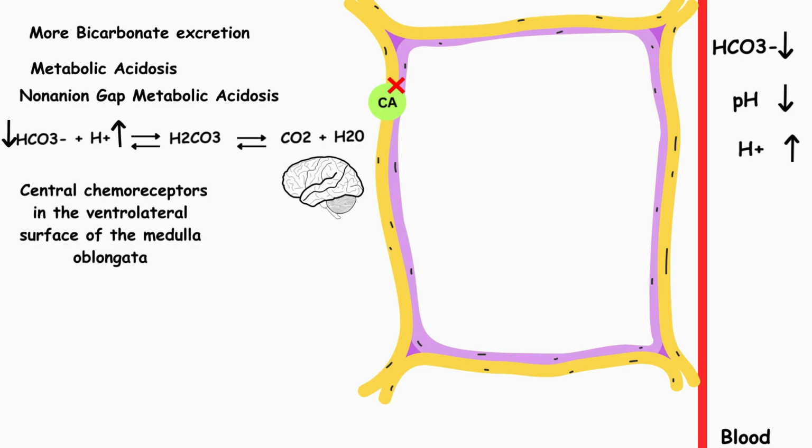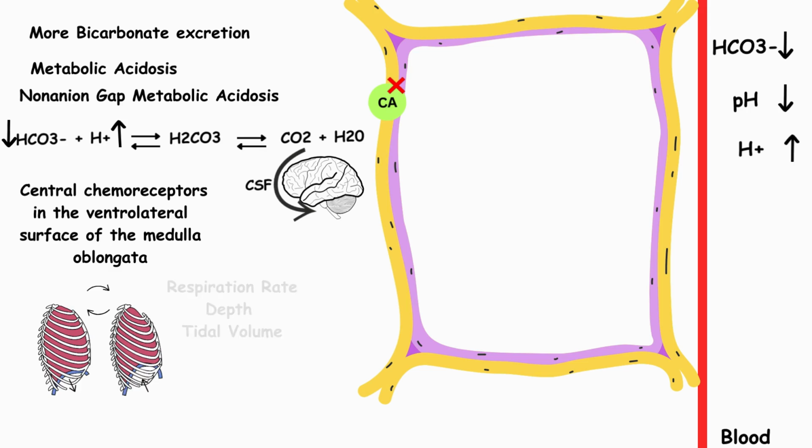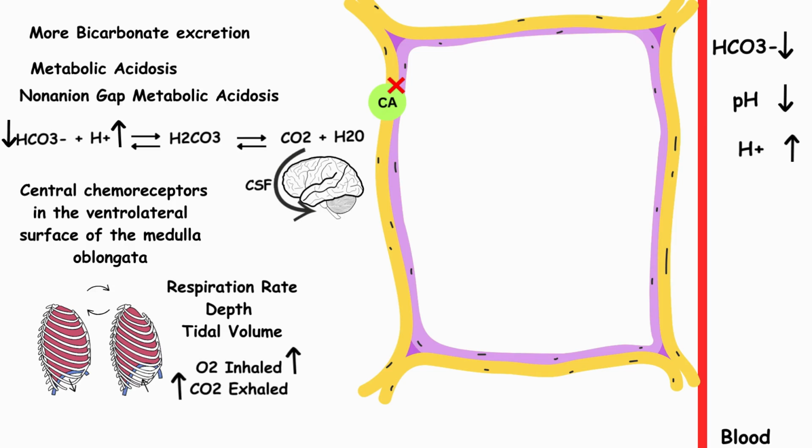Decreased pH activates central chemoreceptors in the ventrolateral surface of the medulla oblongata. This stimulation is not due to hydrogen ions, as they don't cross the blood-brain barrier, but carbon dioxide can cross. Once in the cerebrospinal fluid, CO2 reacts with water to form carbonic acid, which lowers the pH, activating the receptors. These receptors increase the respiration rate and depth of respiration with an overall increase in tidal volume. This causes more oxygen to be inhaled and more carbon dioxide exhaled.